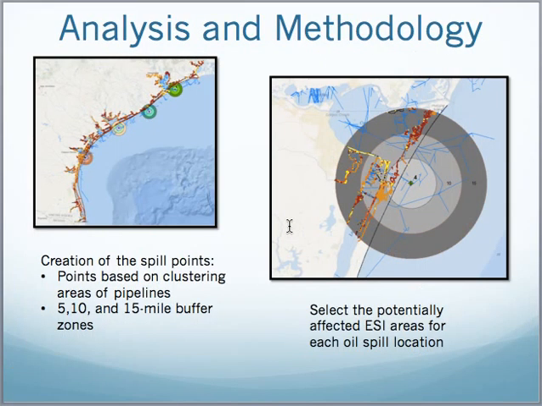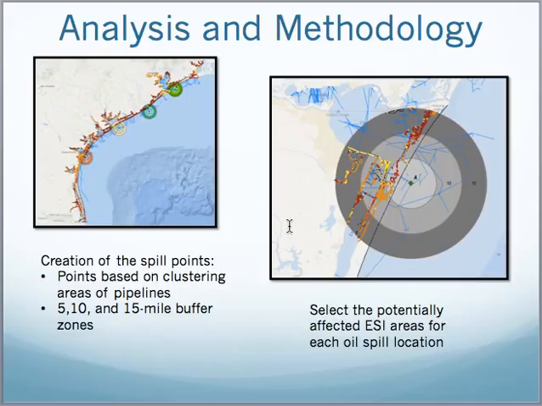So to start off, I took my oil spill points that I created and created 5, 10, and 15 mile buffer zones around each oil spill point, and took the Environmental Sustainability Index ranking data, which is abbreviated with ESI, and selected out the environments that would be affected by these potential oil spills that I was creating.